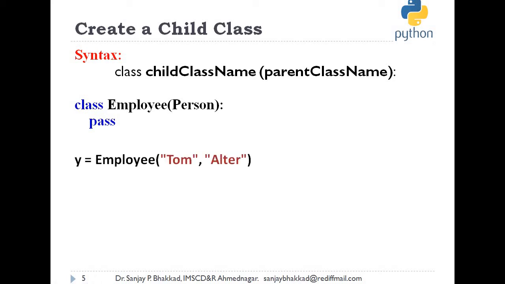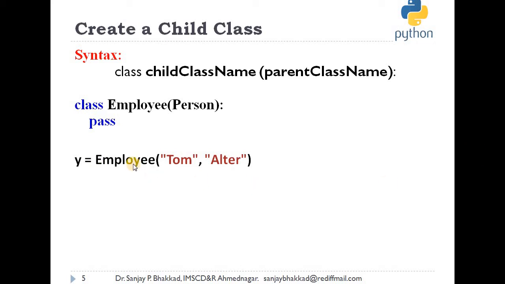Now the employee class has the same properties and methods as the person class, because we have created the employee class based on the person class. So now you can create an object of this employee class. Here I am creating the object y is equal to employee, and I am again passing the first name and last name while instantiating the object y.